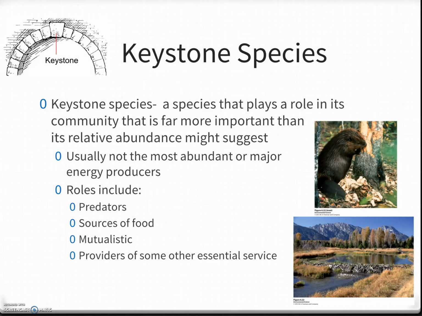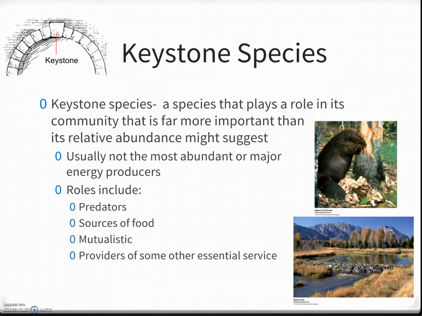And then we have keystone species. It's a species that plays a role in its community that is far more important than its relative abundance may suggest. So it's not usually the most abundant or a major energy producer. They can be predators, they can be sources of fuel, it can be mutualistic. They can provide some other essential service.